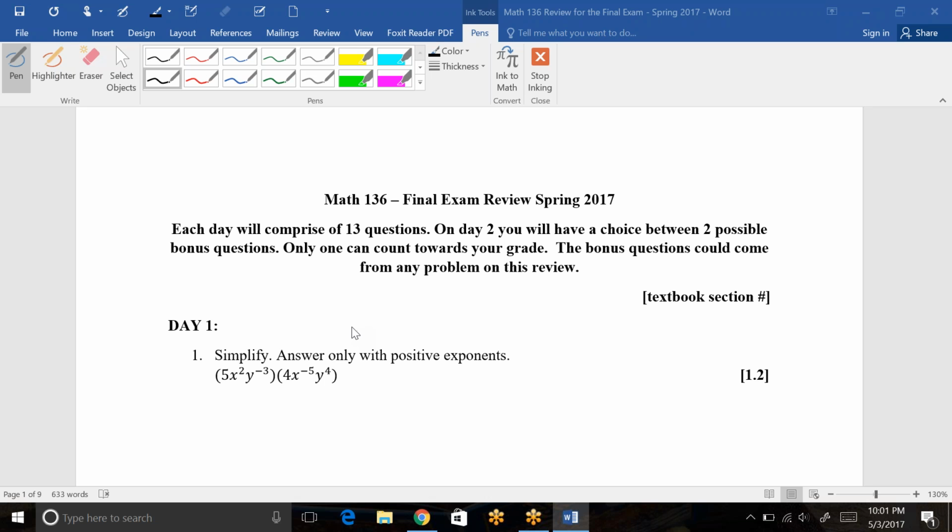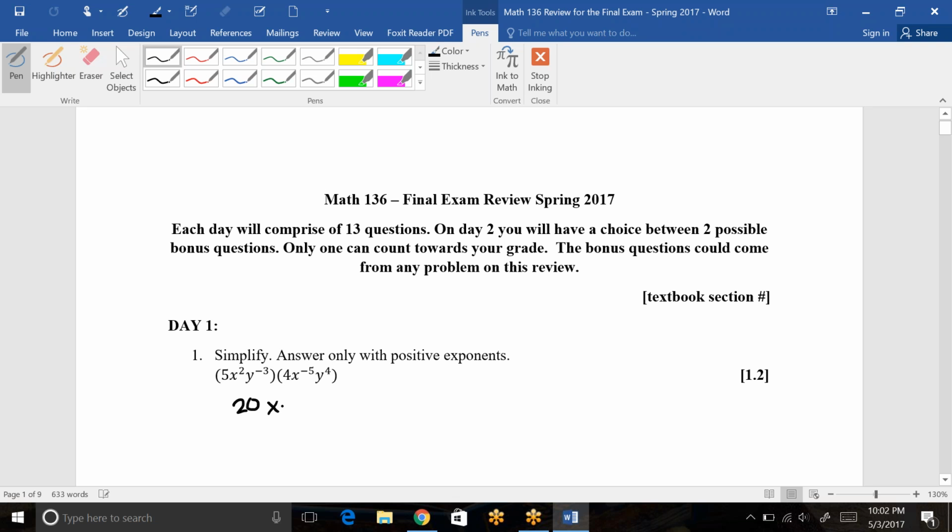So for the first example, it says simplify. Answer only with positive exponents. Notice that the operation connecting these two parentheses is multiplication, so we should be multiplying things together. 5 times 4 would be 20. And x squared times x to the negative fifth. Remember, you would add exponents because you're multiplying the same base.